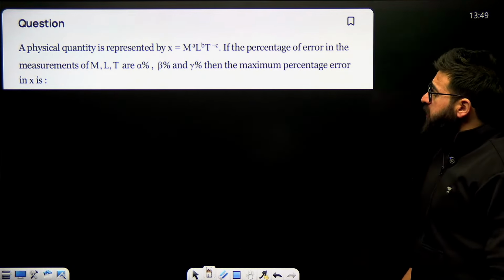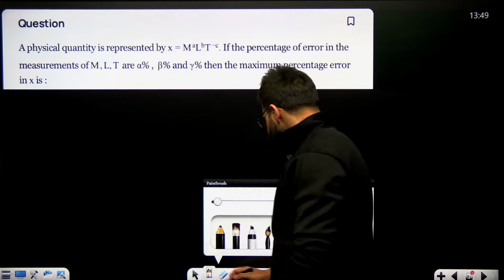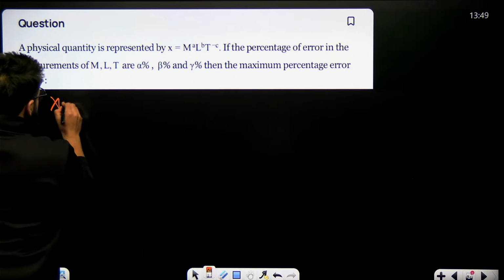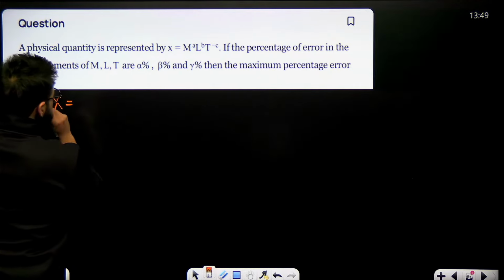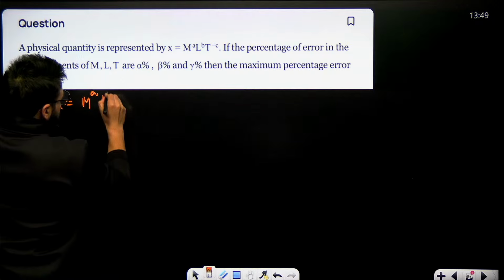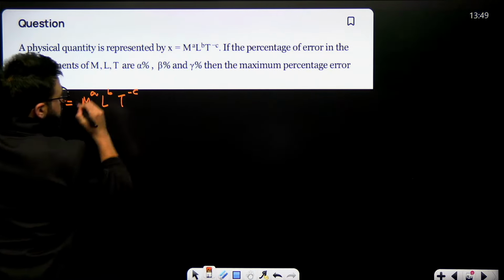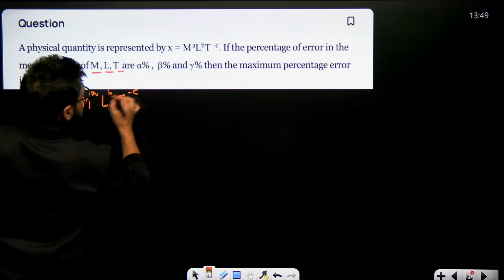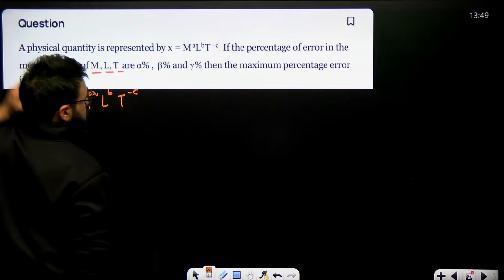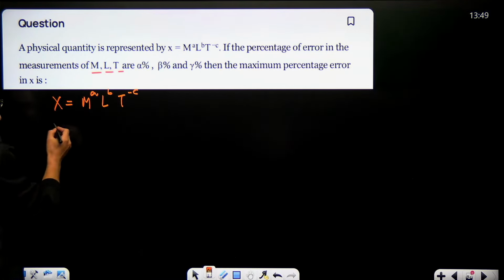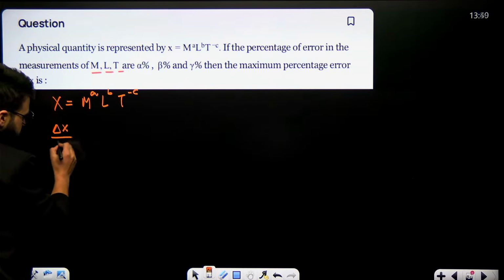Now take a look over here. A physical quantity is represented by x is equal to M raised power A, L raised power B, T raised power minus C. If the percentage error in the measurements of M, L and T are alpha percent, beta percent, gamma percent, then we have to find the percentage error in X. Guys, how do we find the percentage error in X?